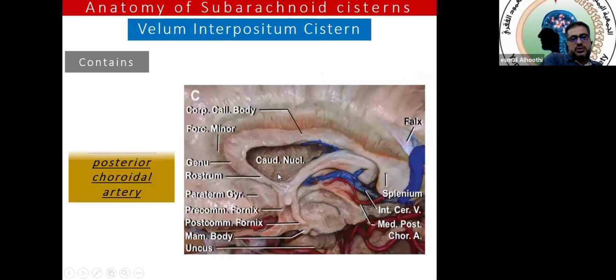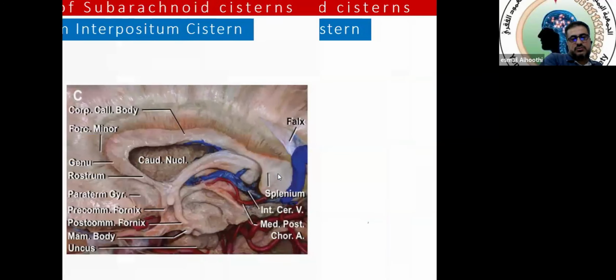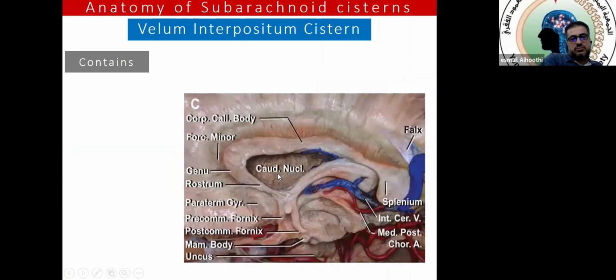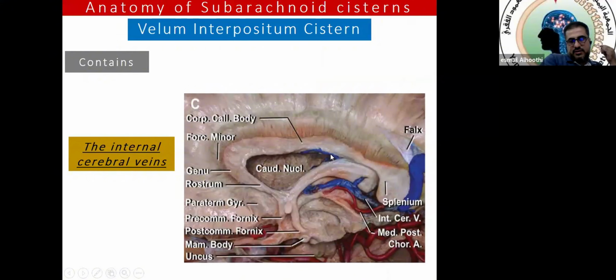The contents are the medial posterior choroidal artery and the internal cerebral veins, as they go posteriorly to communicate with the basal vein of Rosenthal to make the great vein of Galen.